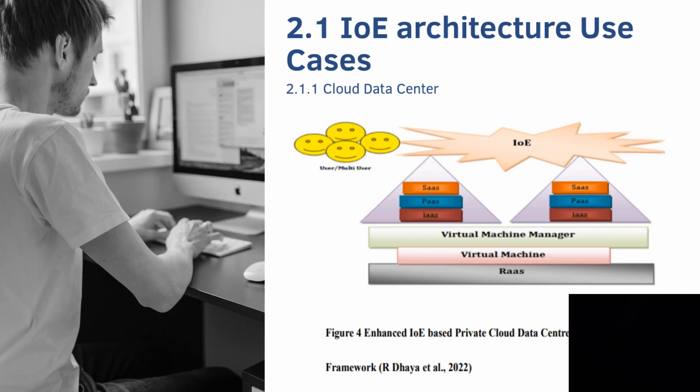So the IoE architecture is used in many cases. Here, we highlight one case in cloud data centers. In this figure, you can see an enhanced IoE-based private cloud data center. Inside this, we name it the IoE architecture for cloud data centers. Here we have three layers: SaaS, PaaS, and IaaS. The application layer is the software application layer, then the platform, and also the integration layer, managed and monitored by the virtual machine manager and virtual machines, and also RAS respectively.